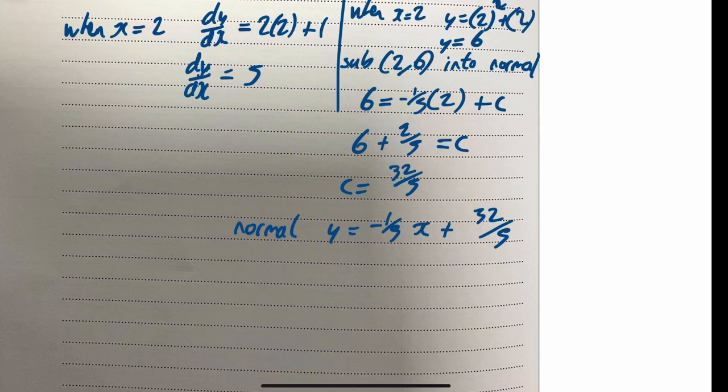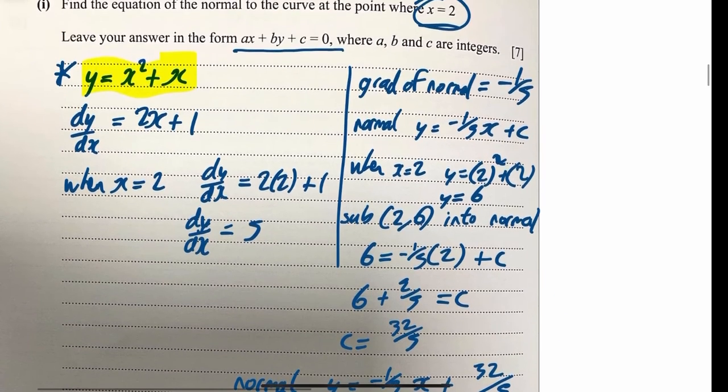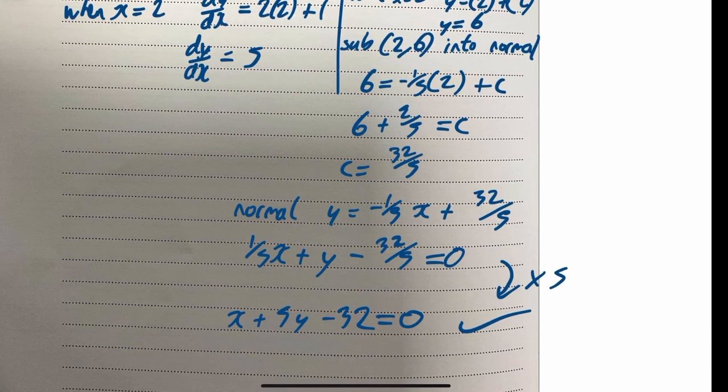So I'm going to bring everything to one side. I have positive 1/5 x plus y minus 32 over 5 is equal to 0. And then to make these integers, I can just multiply through by 5, and that will give me x plus 5y minus 32 equals 0. That looks good. Let's just check if that's in the right form that I wanted. Ax plus by plus c equals 0, and that is what we have done. Happy days.